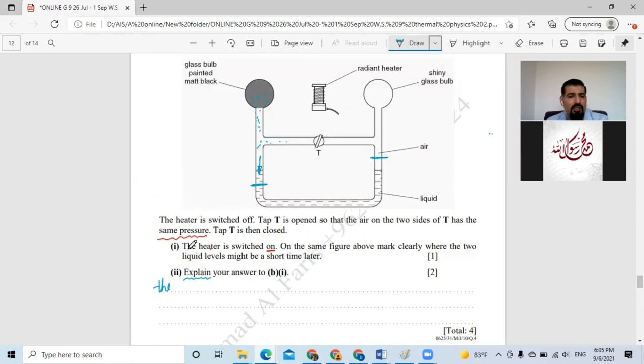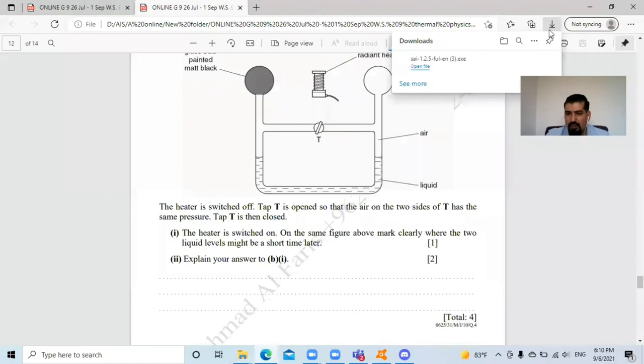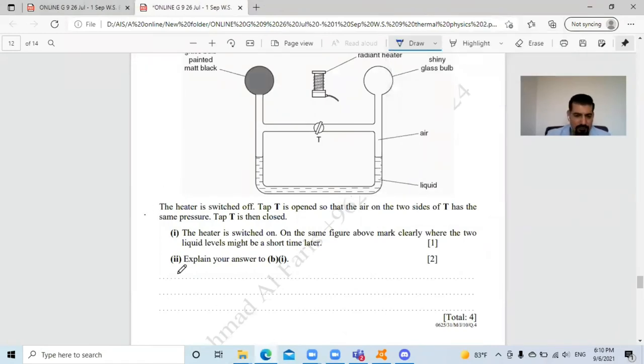The dull or the black bulb gains heat by radiation. The black bulb absorbs more heat radiation than the shiny.